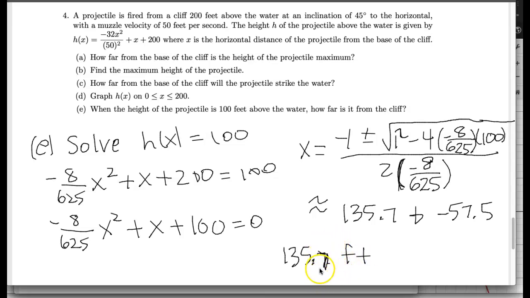So when the object's 100 feet in the air, the distance from the cliff is 135.7 feet. All right, everybody. Hope you found this problem helpful, and I'll see you in the next video.